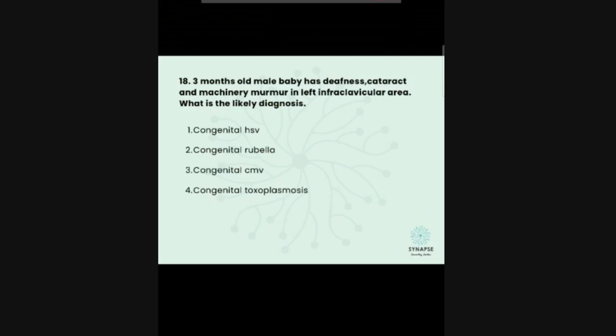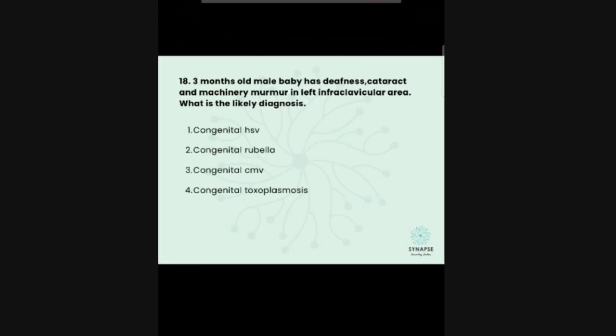Next, a 3 months old male baby has deafness, cataract, and a machinery murmur in the left infraclavicular area. What is the likely diagnosis? Deafness, cataract, and a machinery murmur in the left infraclavicular area is nothing but PDA, patent ductus arteriosus. So deafness, cataract and PDA are given. In which condition does this triad occur? Congenital triad. See the options: congenital HSV, herpes simplex, congenital rubella, congenital CMV, congenital toxoplasmosis. Congenital rubella is where we get this.